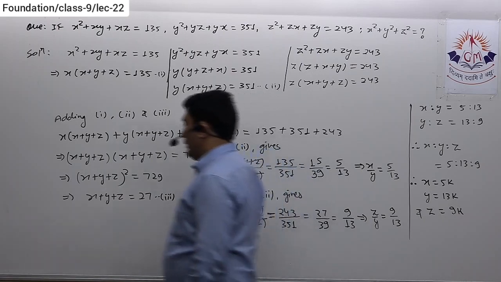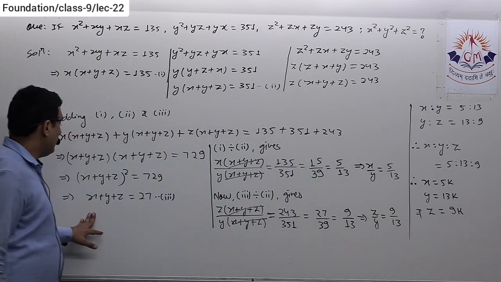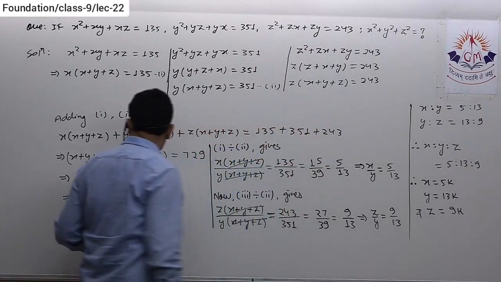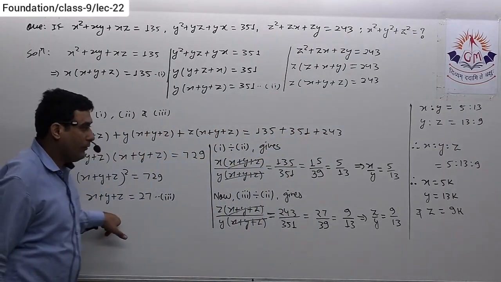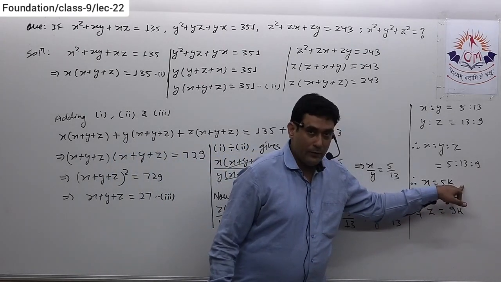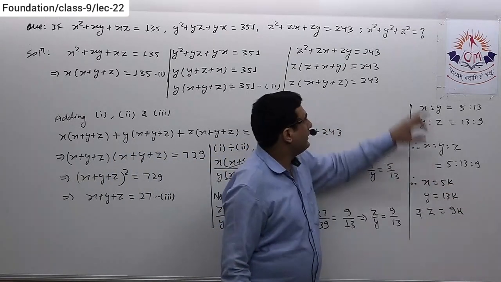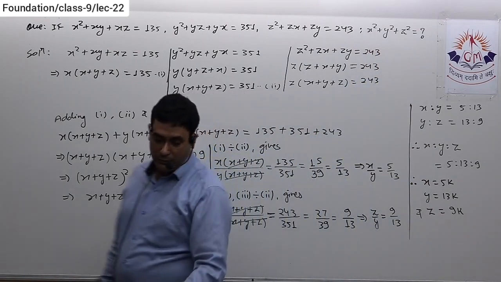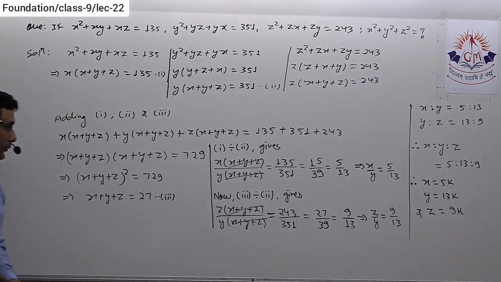Okay, so now we'll put those values directly in the expression, in the equation number 3 to get the value of k. And after getting k, I will be able to get the values of x, y and z separately, and those values I will put in the given expression. But first of all, note it down up to this point.